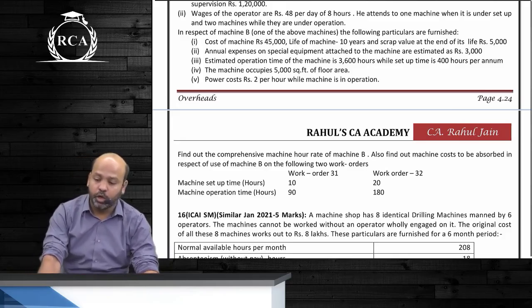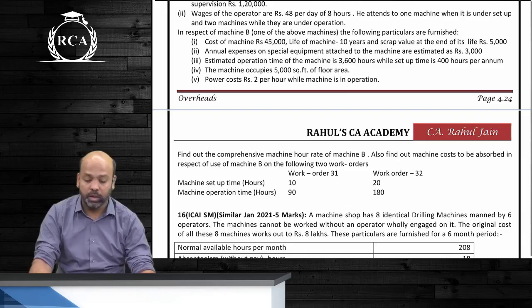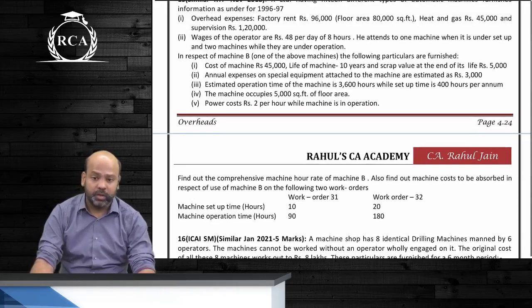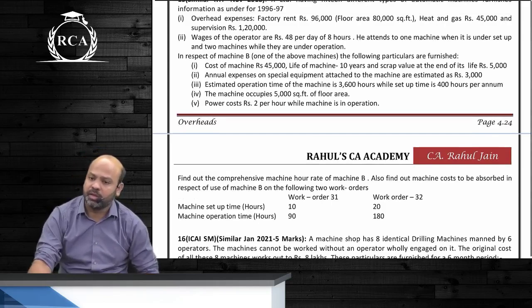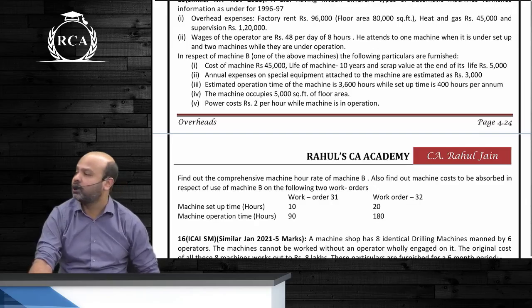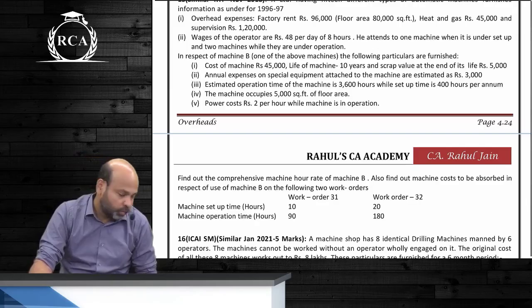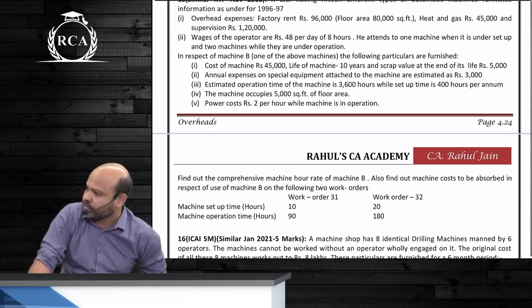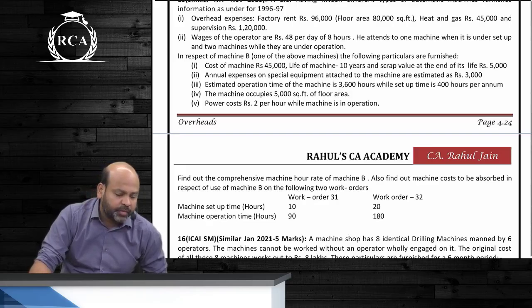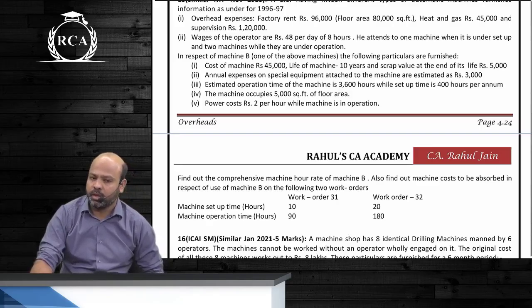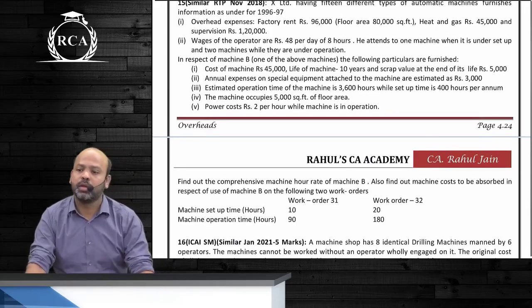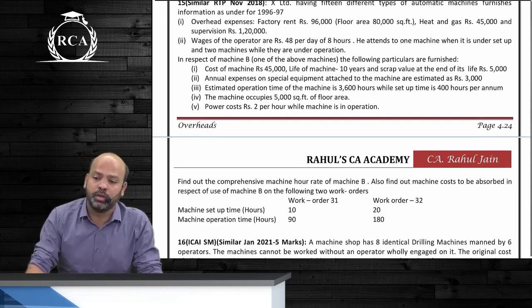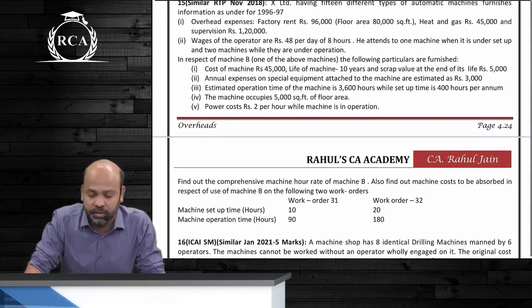Write down बेटा next. Total productive time in a year is 4,000 hours. Hence all the expenses will be allocated on the basis of 4,000 hours.